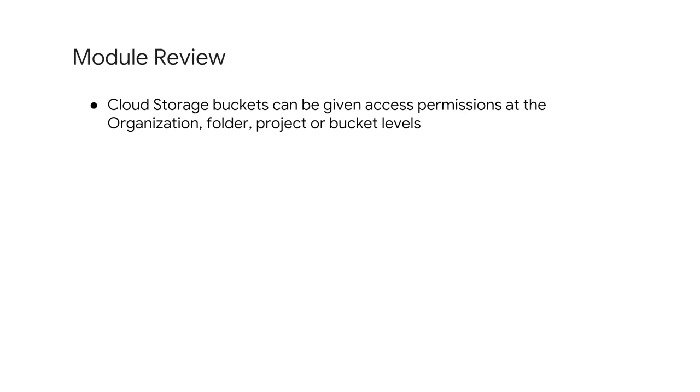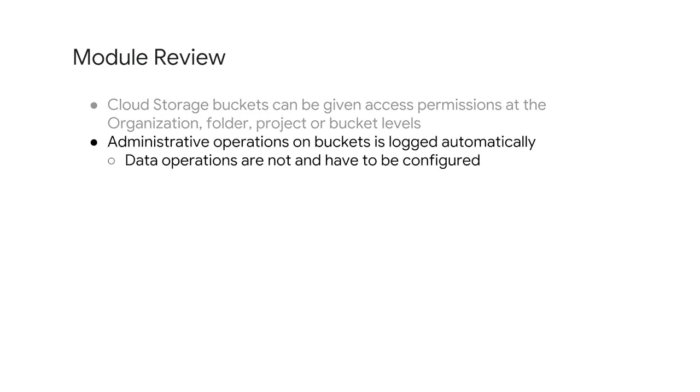Access control lists, or ACLs, are a mechanism you can use to define who has access to individual buckets and objects, as well as what level of access they have. In cloud storage, administrative operations that modify the configuration or metadata of a bucket or object are logged automatically. Data access operations that modify objects or read a project, bucket, or object are not recorded by default and must be configured. All logs can be viewed in Stackdriver logging and analyzed in BigQuery.